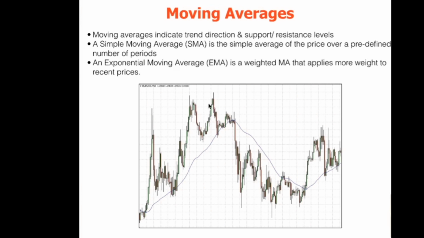So now we have two types of moving average. We have the simple moving average, which is known as the SMA, and we have the exponential moving average, which is the EMA. So now the blue line that you saw on my chart that is drawn on this chart is an example of what you call a moving average.